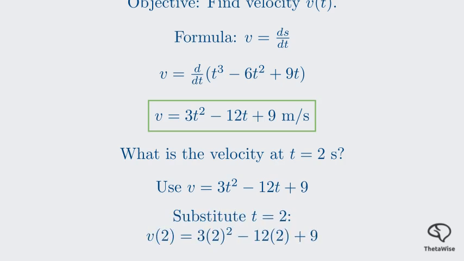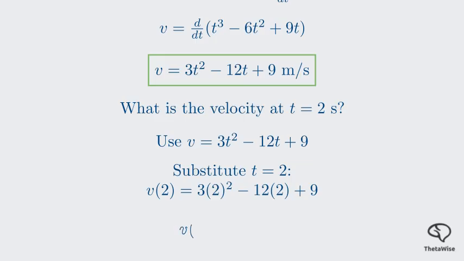Calculating this, we get 3 times 4, which is 12, minus 24 plus 9. This simplifies to negative 3. So the velocity at 2 seconds is negative 3 meters per second. The negative sign is very important. It tells us that the particle is moving backward, or to the left, at that exact moment. Let's quickly check our work with the provided solution. It matches. Verified. We're continuing with example 334.